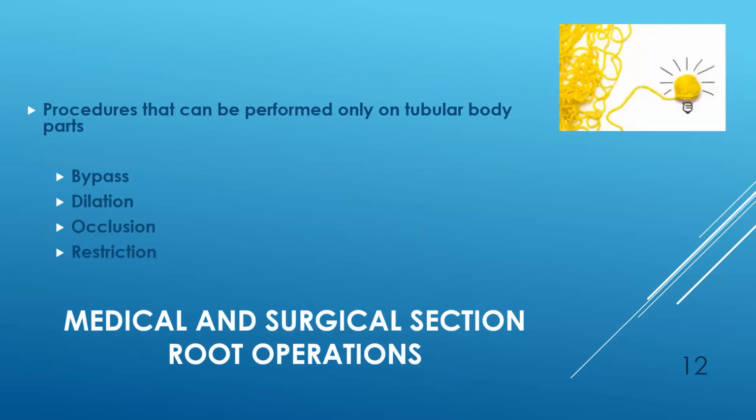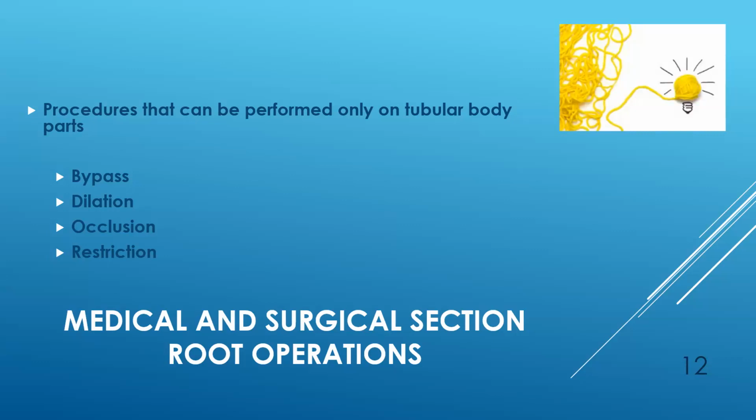So now we have procedures that can be performed only on tubular body parts. I mentioned these before. This is very helpful, especially to a new coder. You might think, because they're clearing something out, even from a lung or something, well, I'll use dilation instead of drainage or extirpation. But then when you read the definition, you see that it cannot be used on a lung, a body part like an organ. It can only be used on tubular body parts. So the root operations that fall into this category are bypass, dilation, occlusion, and restriction.